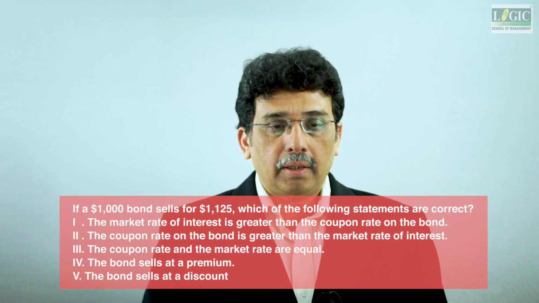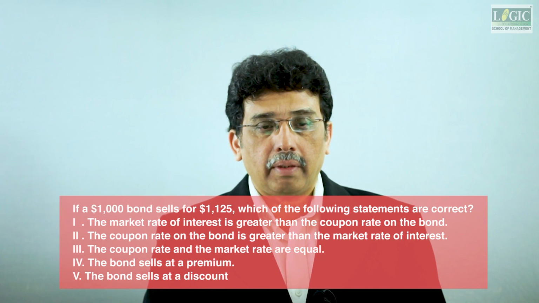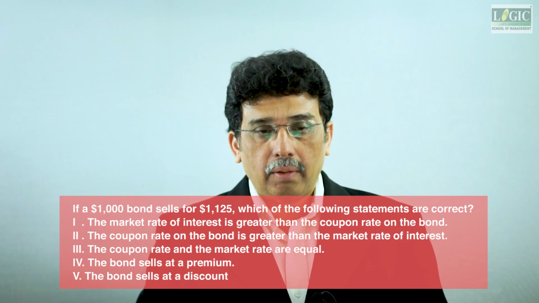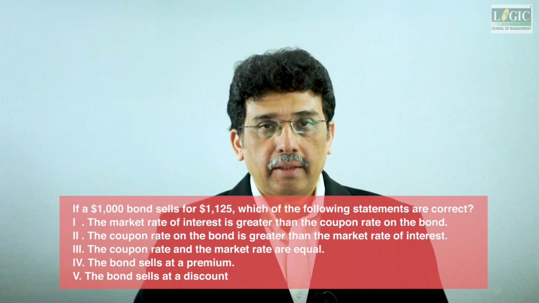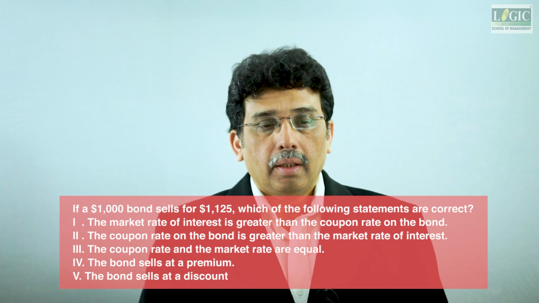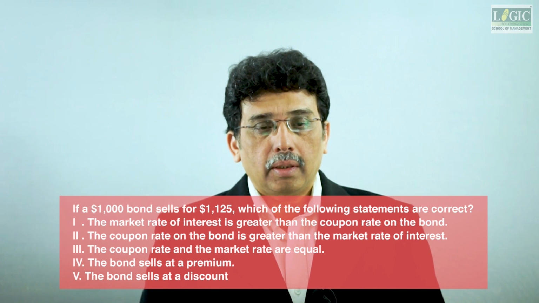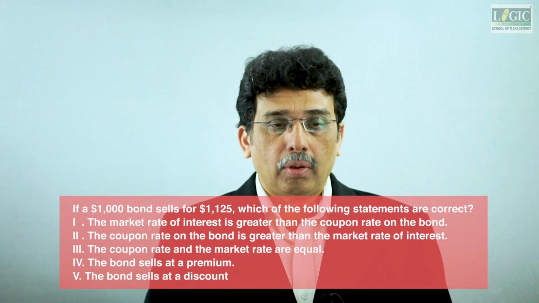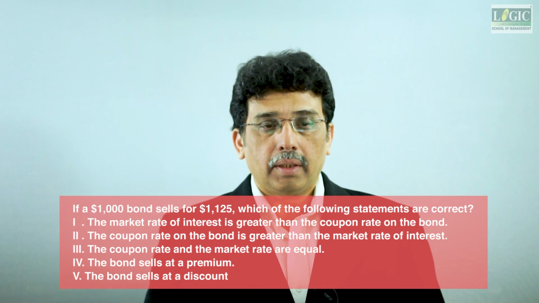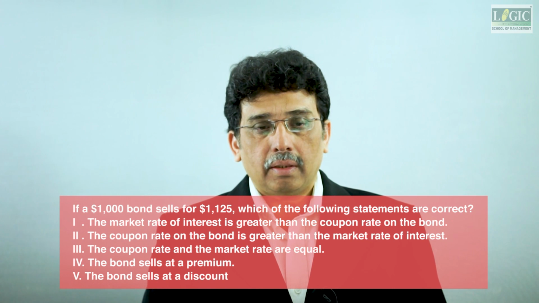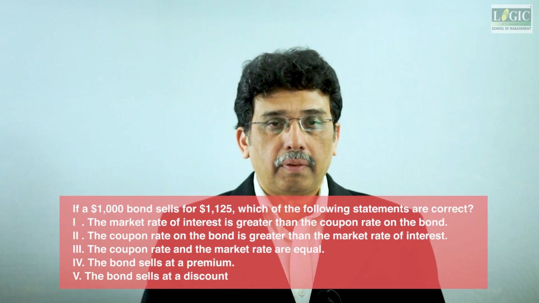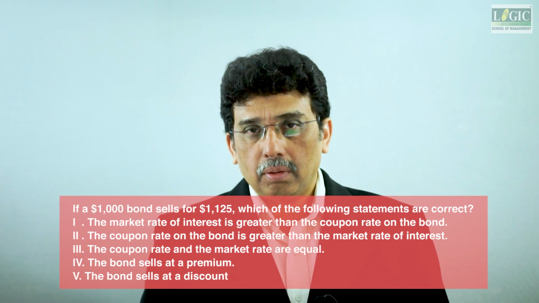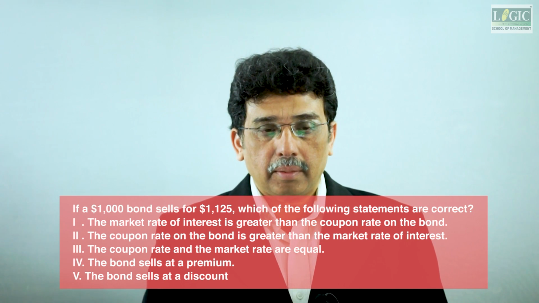And the third one, the coupon rate and the market rate are equal. Is this correct? Had the coupon rate and market rate been equal, the bond would have sold at its face value. And 4, the bond is selling at a premium. Obviously it's selling at a premium because it is more than 1,000, and it's a $125 premium actually. The bond sells at a discount? Obviously no, because we just decided that it's selling at a premium.